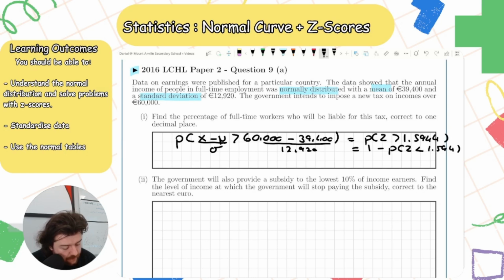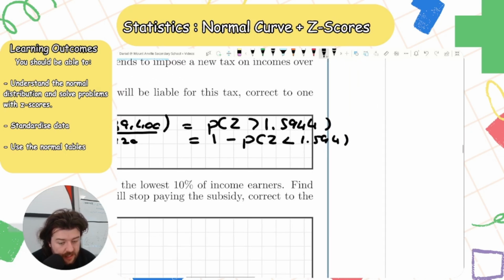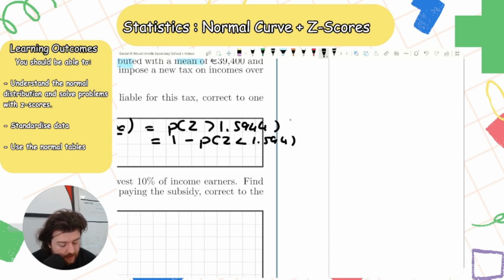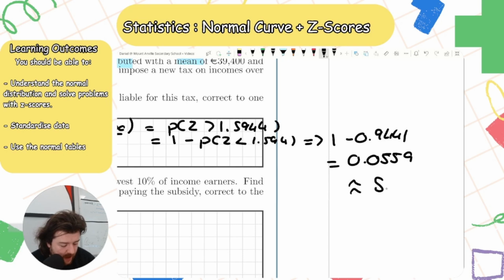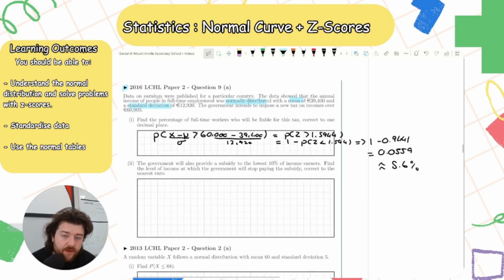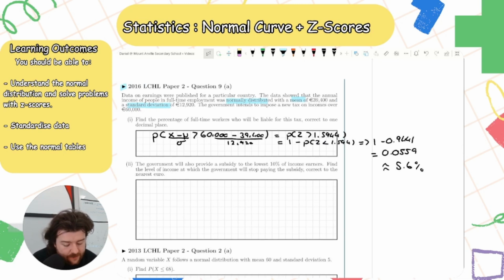It's 1.59 really, because when you sketch it out you get 1 minus 0.9441, which is roughly equal to 0.0559, which is roughly 5.6%. So 5.6% of people in the country will be affected by this tax.